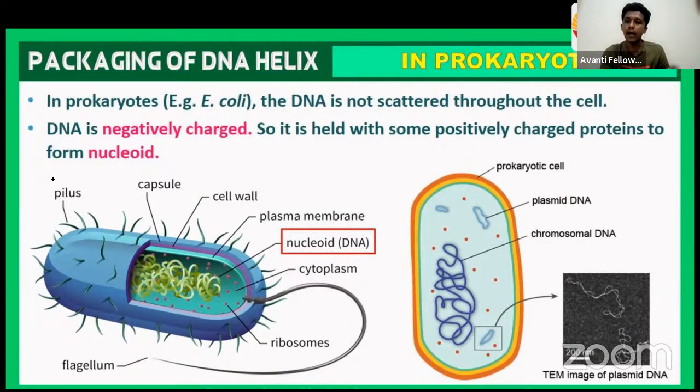This packing also has certain complexities. For example, in prokaryotes, which are one of the most primitive cells, the packing is not as complex as that of eukaryotes. In prokaryotes, the DNA is naked and scattered within the cytoplasm, first thing. And in both prokaryotes and eukaryotes, DNA is negatively charged. So what happens? They have some proteins called non-histone proteins.